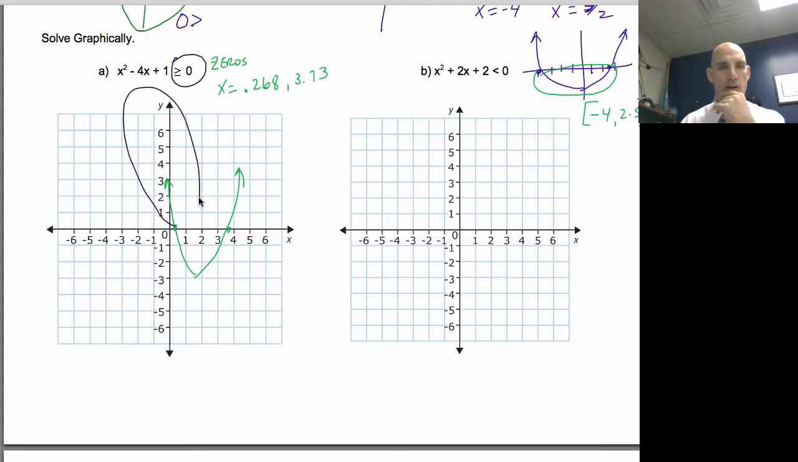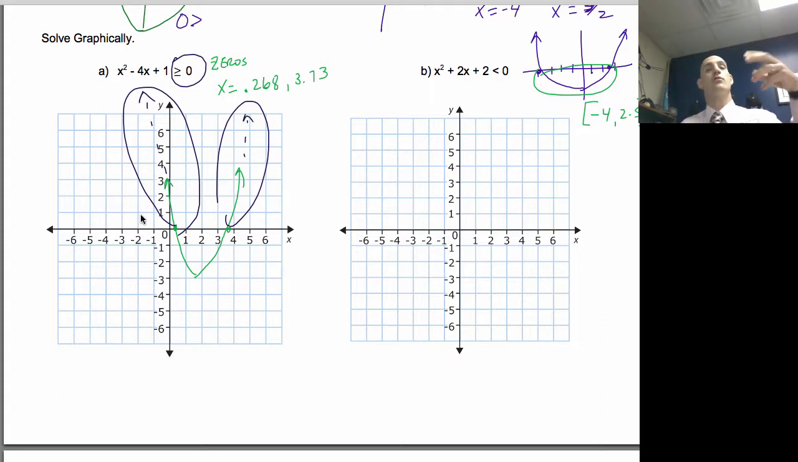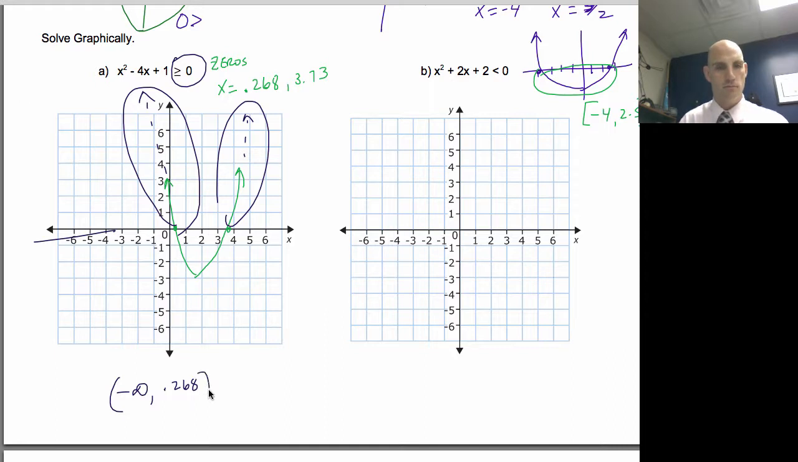It's this part here, because remember, this extends into infinity. It's this part here, extends into infinity. And so my answer is the intervals that cover all of those. And so it's from my x values, negative infinity to 0.268. And is it included? Yes, it is included because it's or equal to. Union from 3.73, included because it's equal to, to infinity.